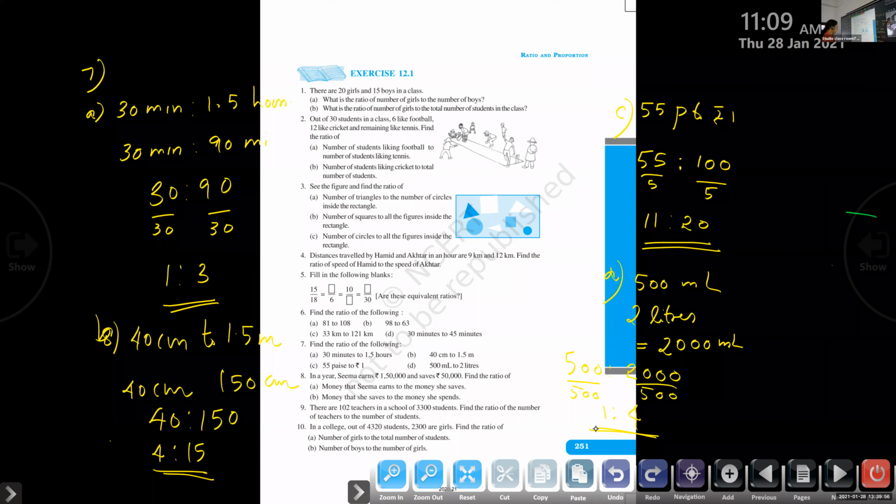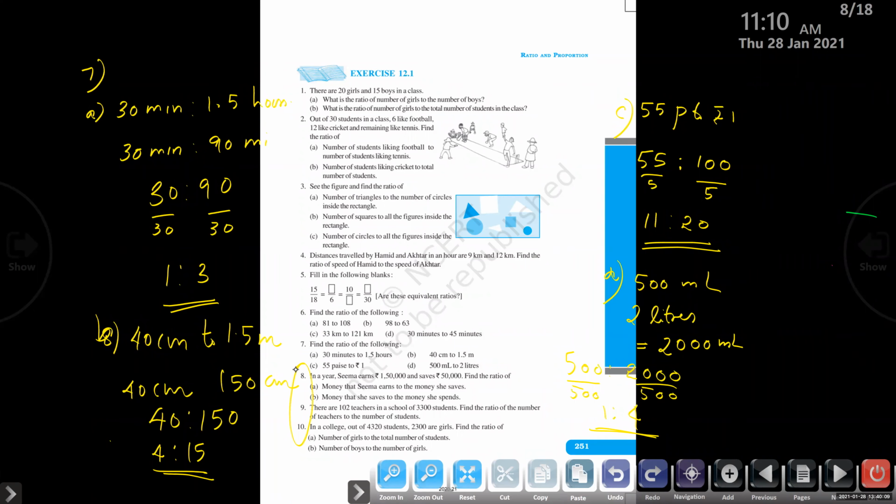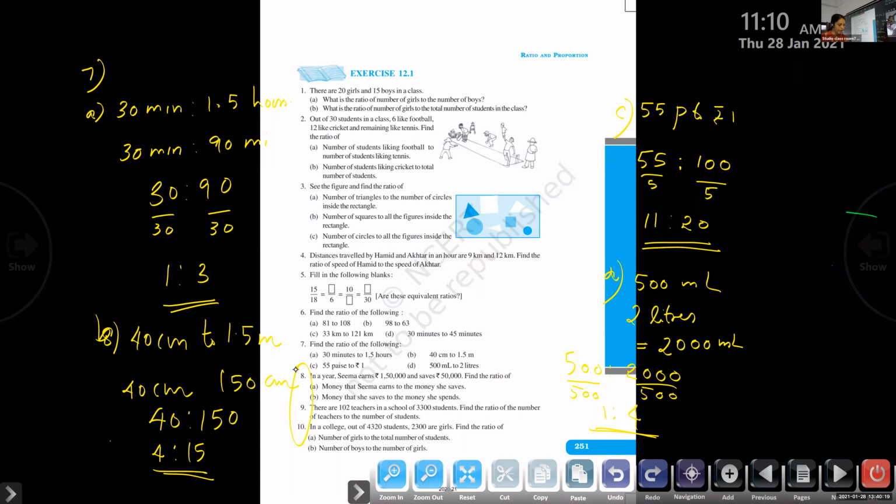So, children, 8, 9 and 10 you do as homework, by tomorrow, Saturday. Tomorrow we have our test paper, right? Can you tell one more time? 8, 9, 10. Okay, ma'am. Page number 251, 8, 9, 10. Okay, ma'am.